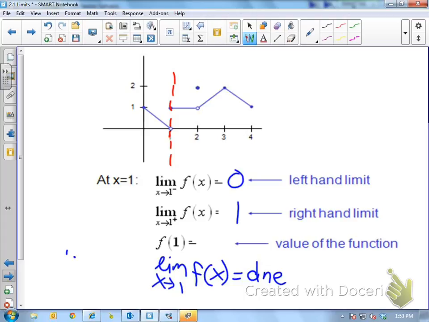Now, none of those things have to do with our y value. Our y value might match some of it, our y value might not match some of it. So in this case, what is our y value of this particular function? 1. That's where our hole is filled in, so it's 1. So it happens to match the right-hand limit, but it doesn't have to. Our y value does not have to have anything at all to do with our limits. It can, but it doesn't have to.